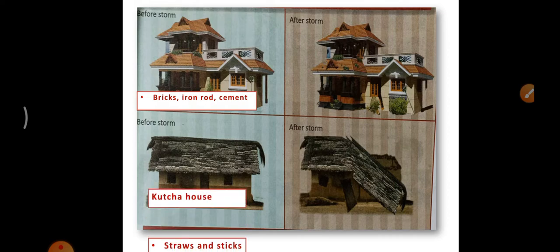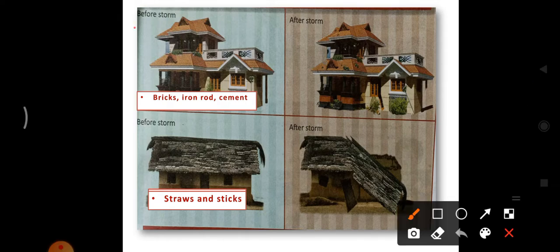This is a kacha house made of straws and sticks. See before storm, after storm. What is meant by the storm? The storm is one of the natural disaster. During the storm, the heavy rain will pour and the strong wind will blow. So after a storm, see the position of the pakka house and kacha house. Here, the pakka house remains unaffected, but the kacha house is affected.